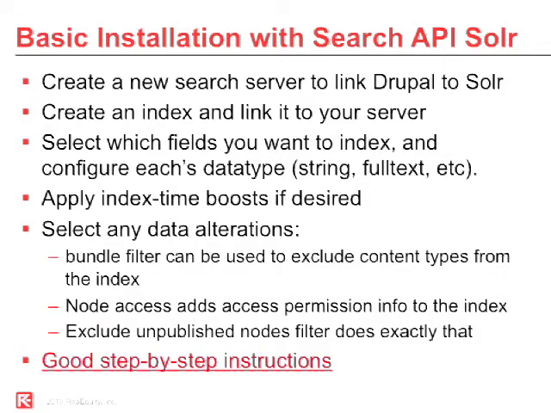And then you can select any data alterations that you want. For example, the bundle filter allows you to exclude content types. You can use the node access filter to attach access permissions inside the index. And then, of course, the exclude unpublished nodes filter does exactly what it sounds like. And then I've included a link here. There are some great step-by-step instructions available online with screen grabs of exactly how to get started.